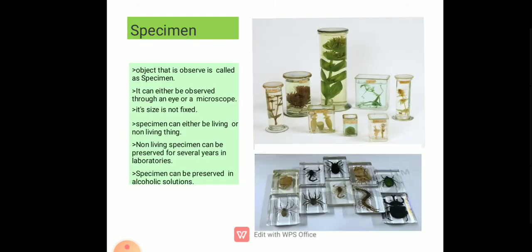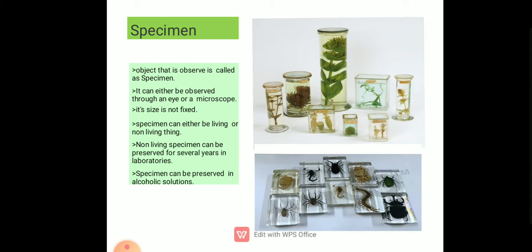Furthermore, we keep saying specimen. So what is a specimen? It is an object that is observed. It is not necessary that it is always observed under the microscope. It can be observed either with the eye or with a microscope. Its size is not fixed, meaning it can be very large or very small.